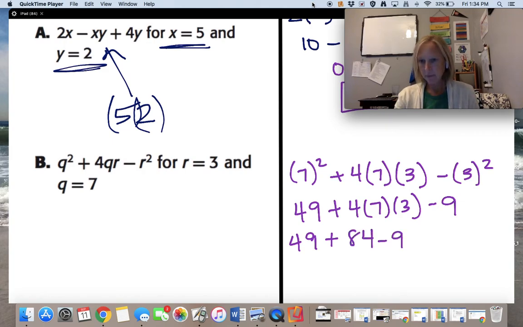Minus 9. All right, left to right. I know I'm going to have a negative answer here. 49. Oh, I'm sorry. I thought I said minus 84. I'm going to have a positive answer. 49 plus 84. We're at 133. Minus 9. 124.